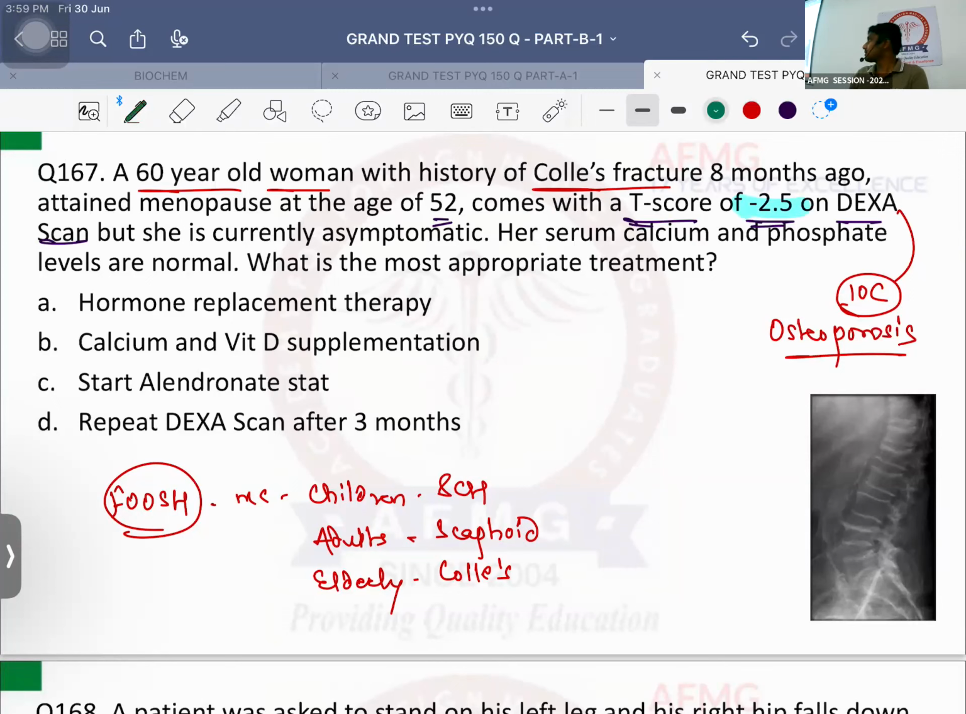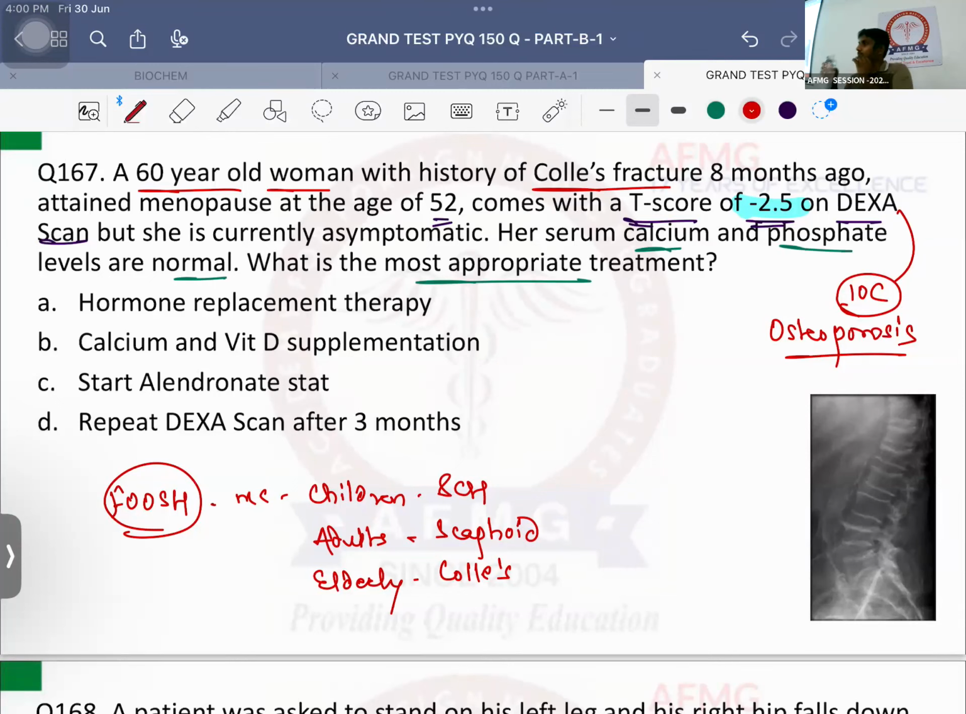And osteoporosis is the most common cause of which type of fractures? Anybody? Pathological fracture. Pathological fractures occur in normal bone or osteoporotic bone? Osteoporotic. ठीक है? याद रखना, most common cause of pathological fracture is osteoporosis. Please remember that. ठीक है? But she is currently asymptomatic. Her serum calcium and phosphate levels are also normal. What is the most appropriate treatment?